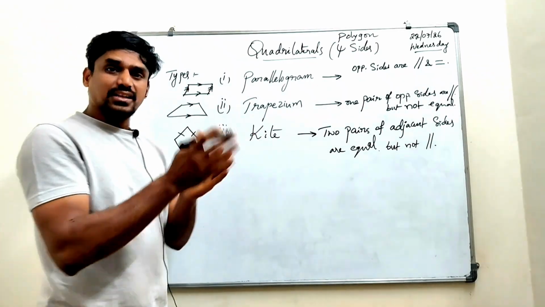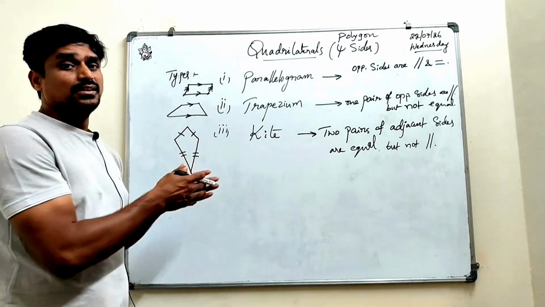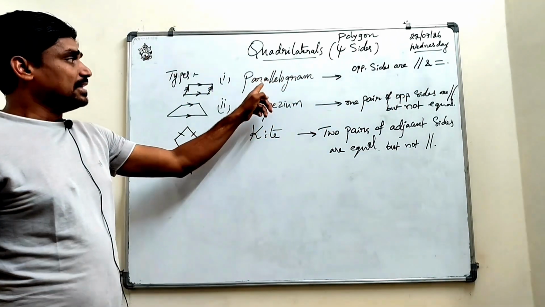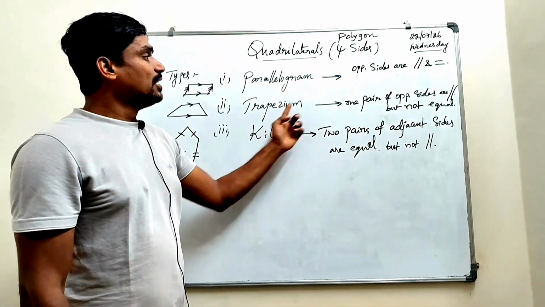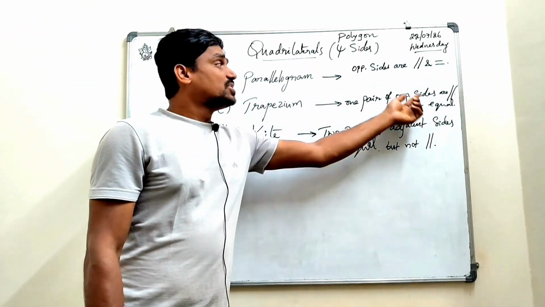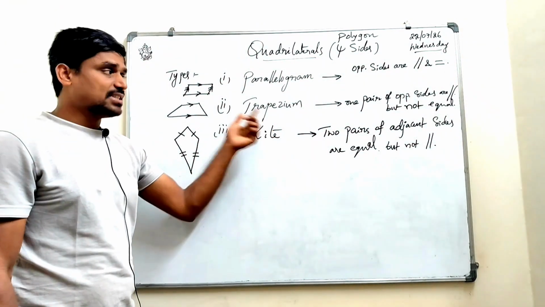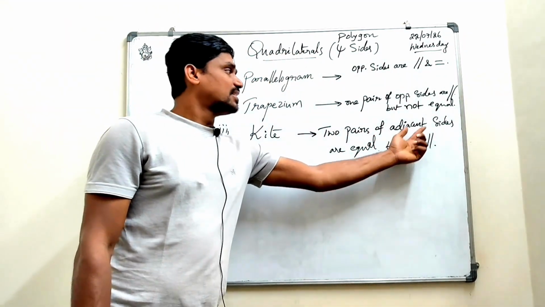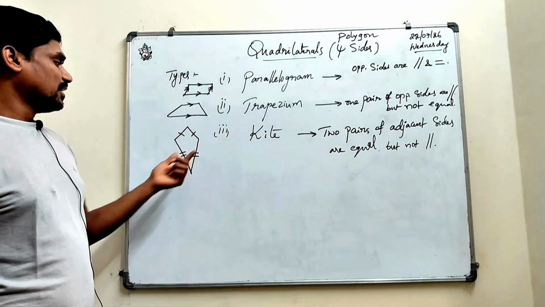A quadrilateral is further categorized into parallelogram, trapezium and kite based on the sides. A quadrilateral with opposite sides parallel and equal is specially called a parallelogram. Next, a quadrilateral with one pair of opposite sides parallel but not equal is called a trapezium. A quadrilateral with two pairs of adjacent sides equal but not parallel is called a kite.